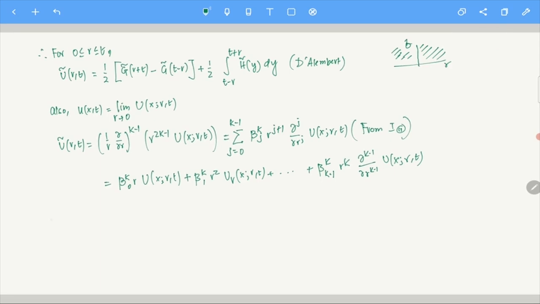So now look at this thing: beta_k0 r u of x, r, t. This expression can be written as u tilde of r, t minus this whole thing. I don't know if I want to write it down. Let's call this particular thing some capital pi. The exact same thing, so basically I am just writing this thing equals u tilde minus pi. Here I just don't want to write it, that's why I'm not writing.